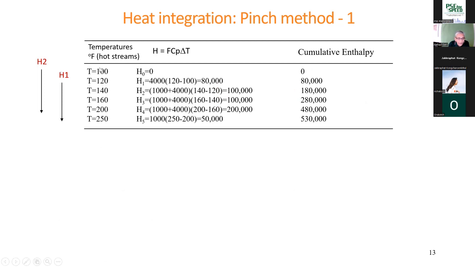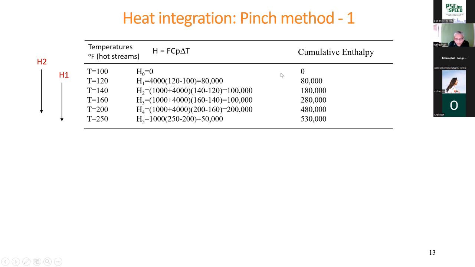We first write the temperatures of the hot streams only. So these are all the temperatures of the hot stream. H1 goes from 120 to 250. H2 goes from 100 to 200. And then we calculate, for any period from 100 to 200 or 120 to 140, all the energy that is here is calculated.